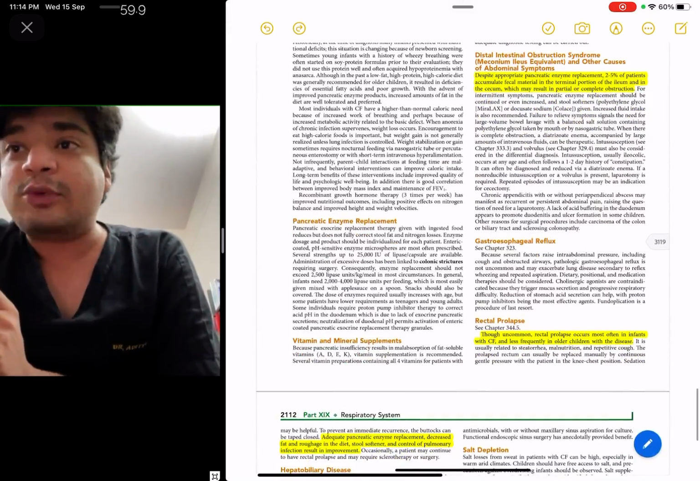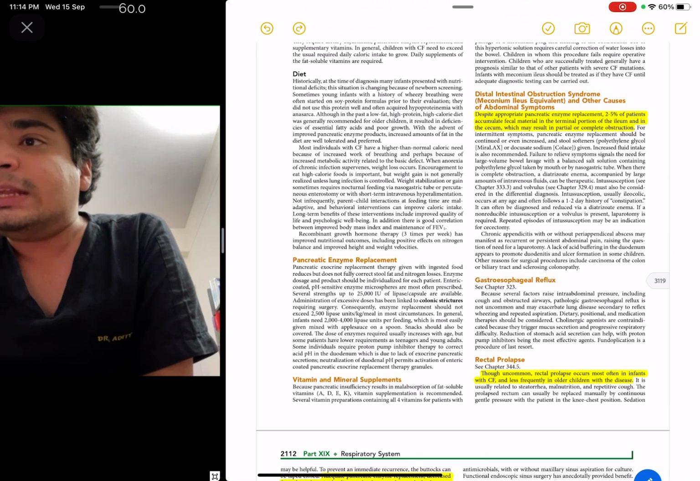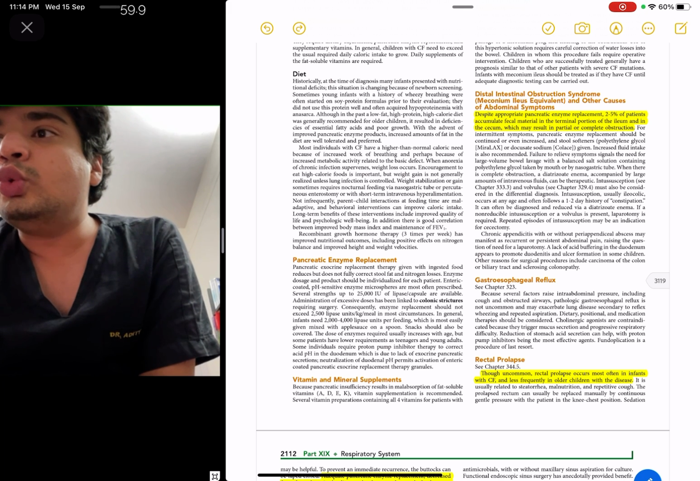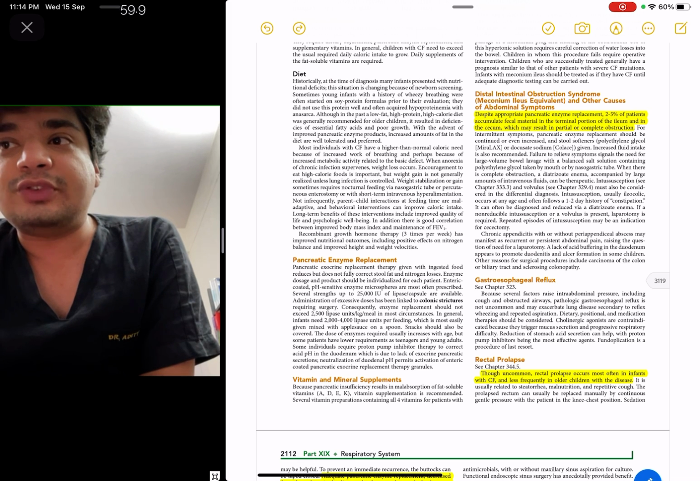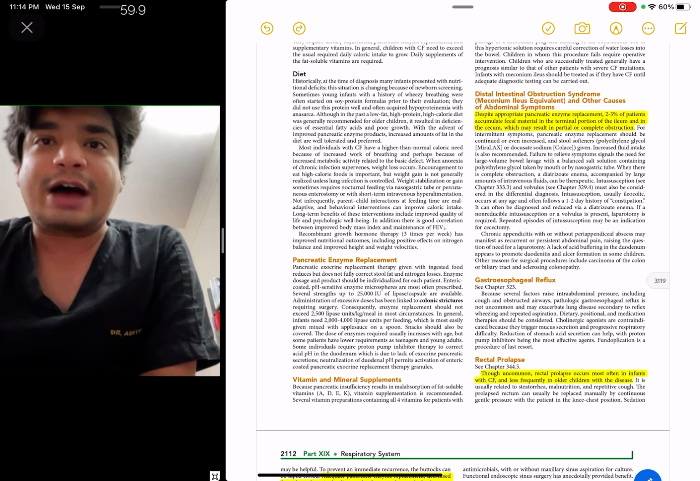Now let's look at what Nelson says as far as complications are concerned. Despite appropriate pancreatic enzyme replacement, meaning despite giving treatment, 2 to 5% of patients will have fecal material in their terminal portion of ileum and will develop some or complete obstruction. So despite giving treatment, you will have obstruction.